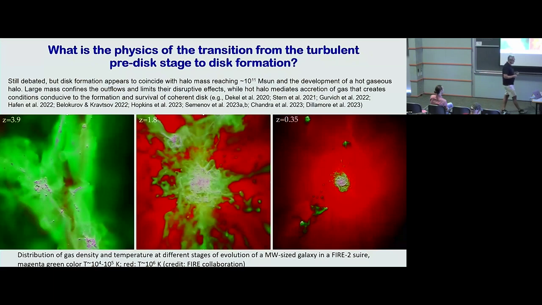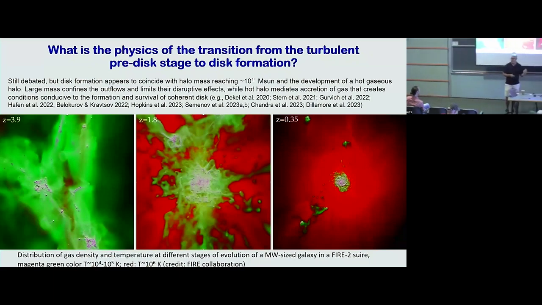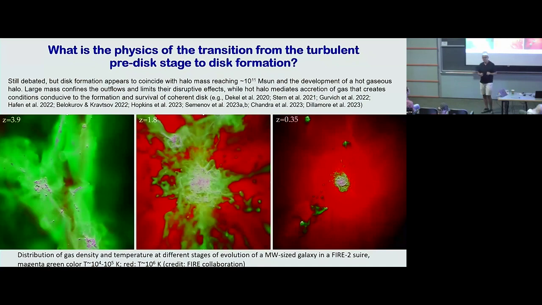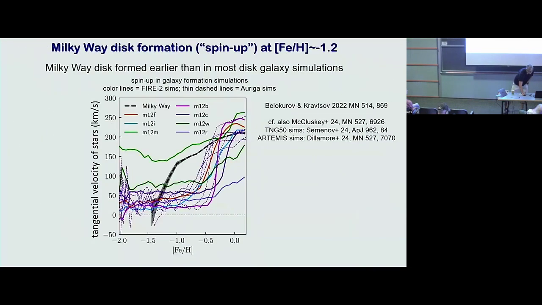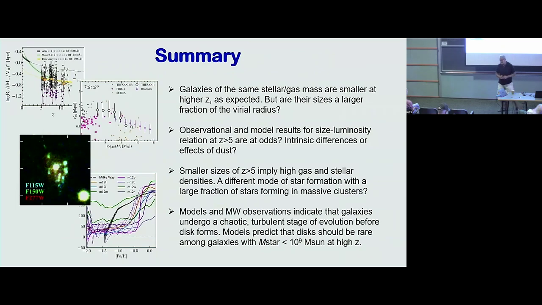So given the lack of time, I will skip what I wanted to say about the formation of the Milky Way disk. So the evidence is that the disk in the Milky Way formed roughly at redshift 3 to 5, so maybe even in the first billion years. Ask me afterwards if you're interested in that, and I'll leave you with my summary about the sizes.